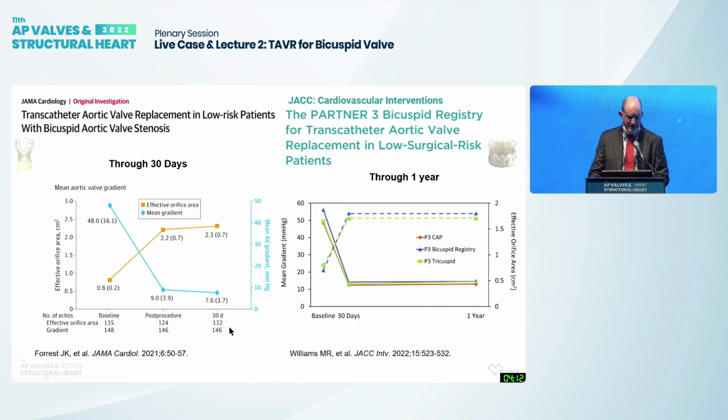And here's some of the hemodynamic data. The self-expanding valve consistently leads to a lower gradient compared to the balloon-expanding. The long-term implication of that is not fully understood. And in this analysis on the SAPIEN, they compared groups with tricuspid and bicuspid, and in terms of the hemodynamic response through a year, it really was identical.